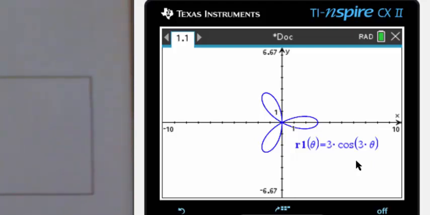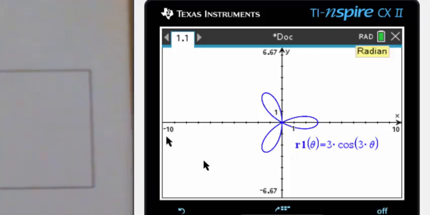Cosine is equal to 0 at pi over 2. So the first positive theta that does that is pi over 6. 3 times pi over 6 is pi over 2. That's definitely an upper bound. In fact, that's going to correspond to the slope of the tangent line that comes this way.